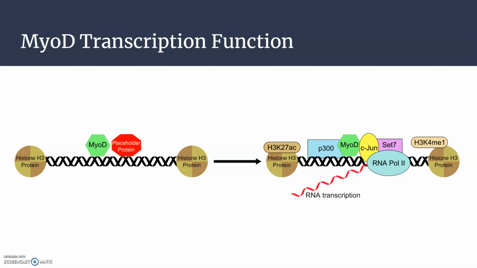MyoD transcription function. So the function of MyoD is regulated by something called CAP1. CAP1 is a protein involved in transcriptional regulation, cellular differentiation, and proliferation, DNA damage repair, viral suppression, and apoptosis. CAP1 binds to coactivators P300 and LSD1 and co-repressors G9A and HDAC1, forming a complex at the promoter regions of muscle genes that prevents transcription.